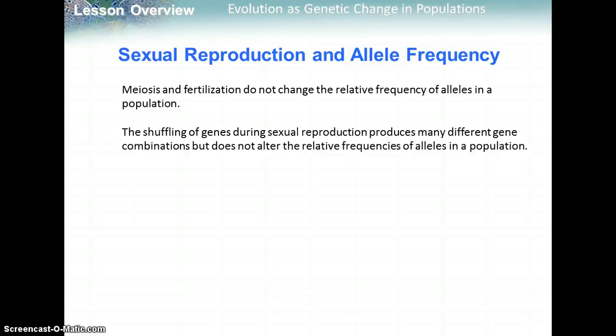Sexual reproduction and allele frequencies. Meiosis and fertilization do not change the relative frequency of alleles in a population. The shuffling of genes during sexual reproduction produces many different gene combinations, but does not alter the relative frequencies of alleles in the population. So this is something that wouldn't affect the genetic equilibrium.